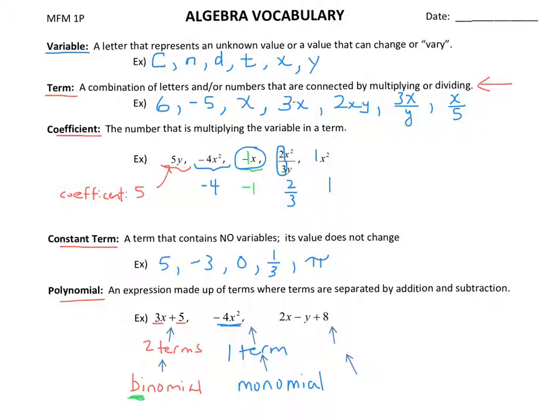And my last example here has a 2x, and then we have a minus y, and we have a plus 8. So we have three terms here, and I bet you can guess what three terms are called. Bi is 2. We know tri, like triceratops or tricycle, means 3. Trinomial. So if you have specifically just one term or two terms or three terms, we do have these special names, but just in general, we call them polynomials.